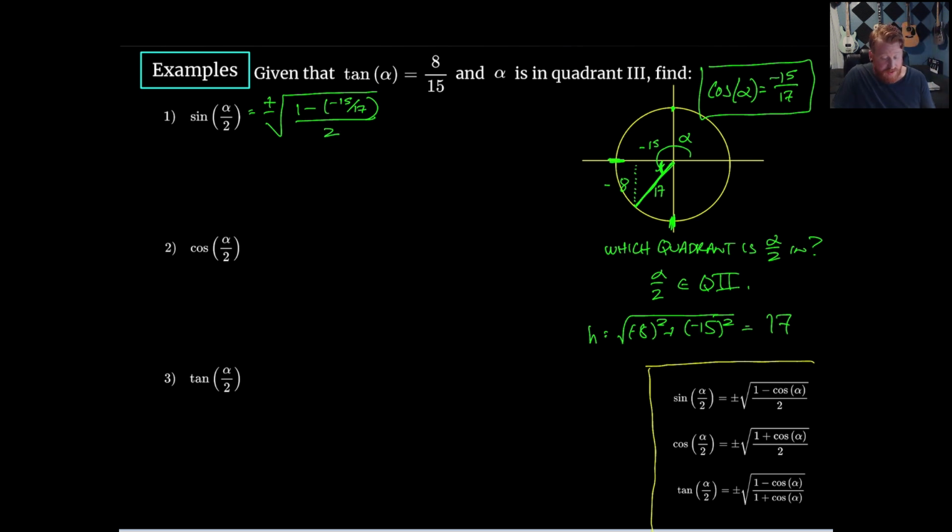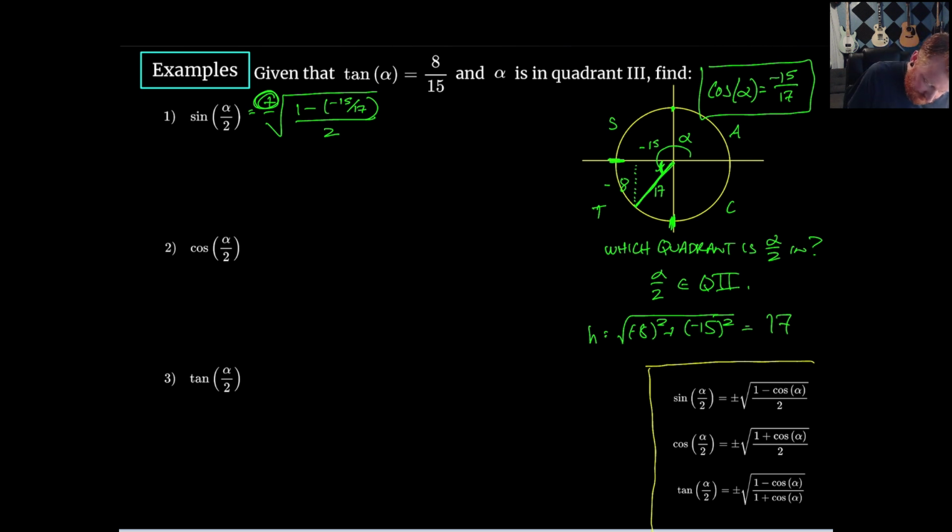The first thing I like to do is decide if we need the positive or negative version here. So remember, all students take calculus, we know that sine is positive in the second quadrant. Remember, we're looking at alpha over 2, not alpha. That's why we're looking at quadrant 2. But it is positive. Sine is positive there. So we will choose the positive version here.